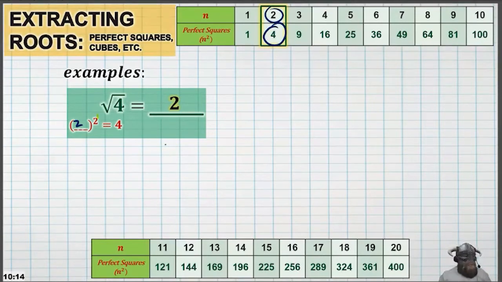You are reversing the idea of getting the exponent of 2. Binabaligtad mo yung idea ng pag-square. Di ba pag nag-square ka, itinatimes mo sa sarili niya. Pero pag square root, hanapin mo ano yung in-square mo para makuha yung number na yon, o yung 4 na yon. So that's the idea of square roots. This is only the inverse or the reverse of having square.